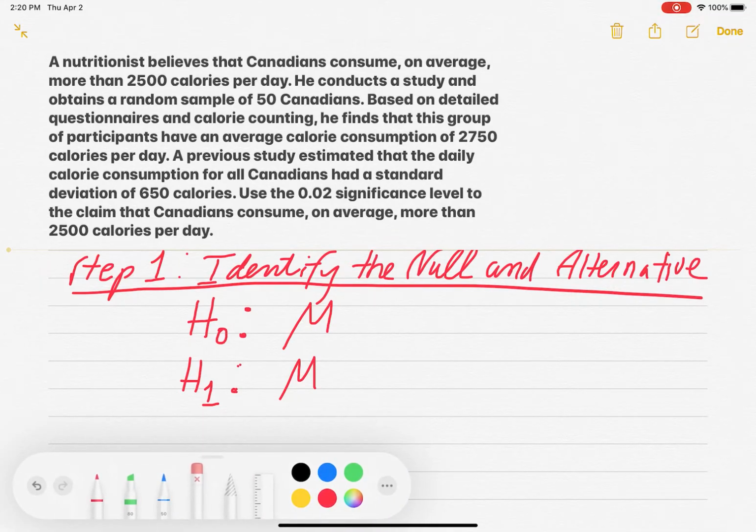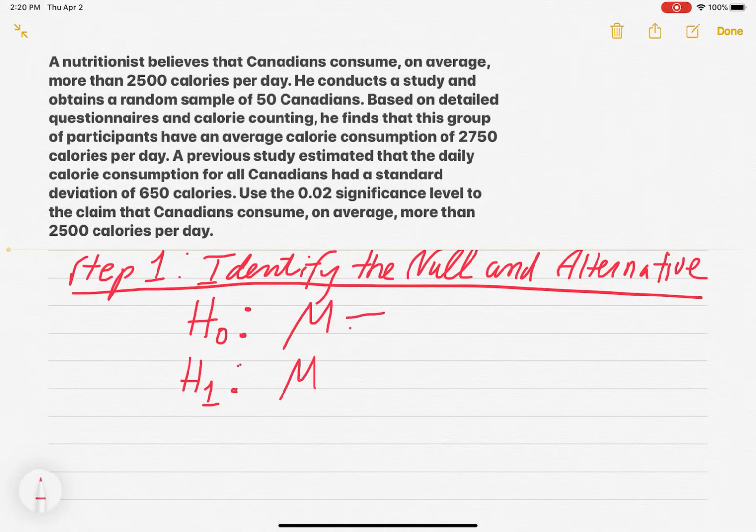Now, what about the null hypothesis? The null hypothesis, H0, always involves the condition of equality. So we're going to put equal to. Now, what are you comparing the average to? Well, 2,500. If you read carefully, the claim that we're testing is Canadians consume, on average, more than 2,500 calories a day. So we're comparing the mean to 2,500. For the null, you put mean equals 2,500.